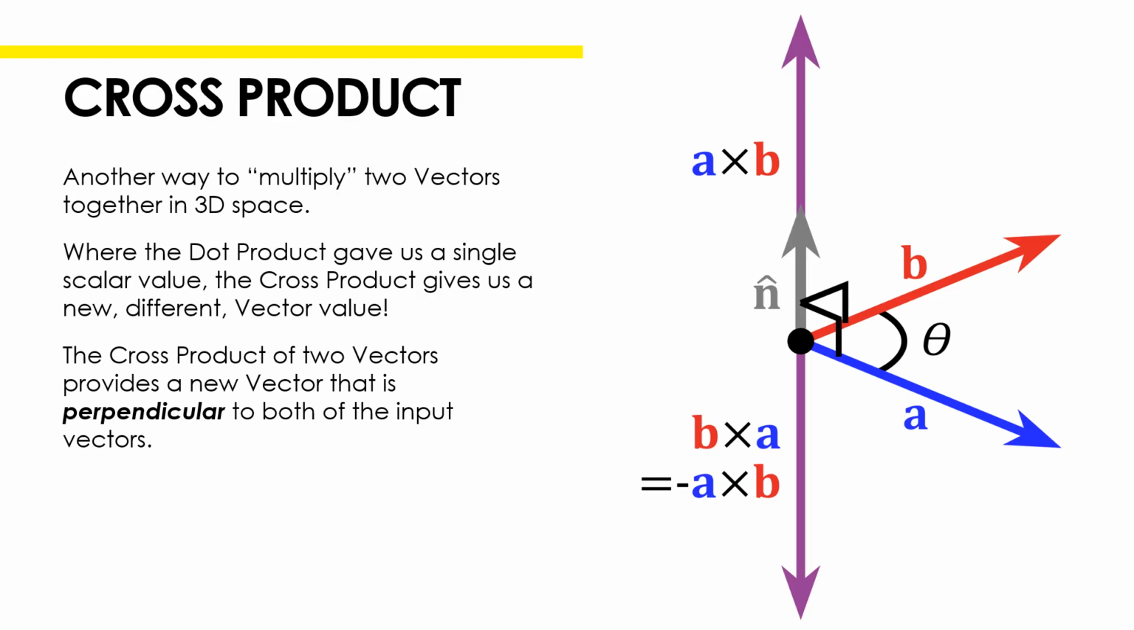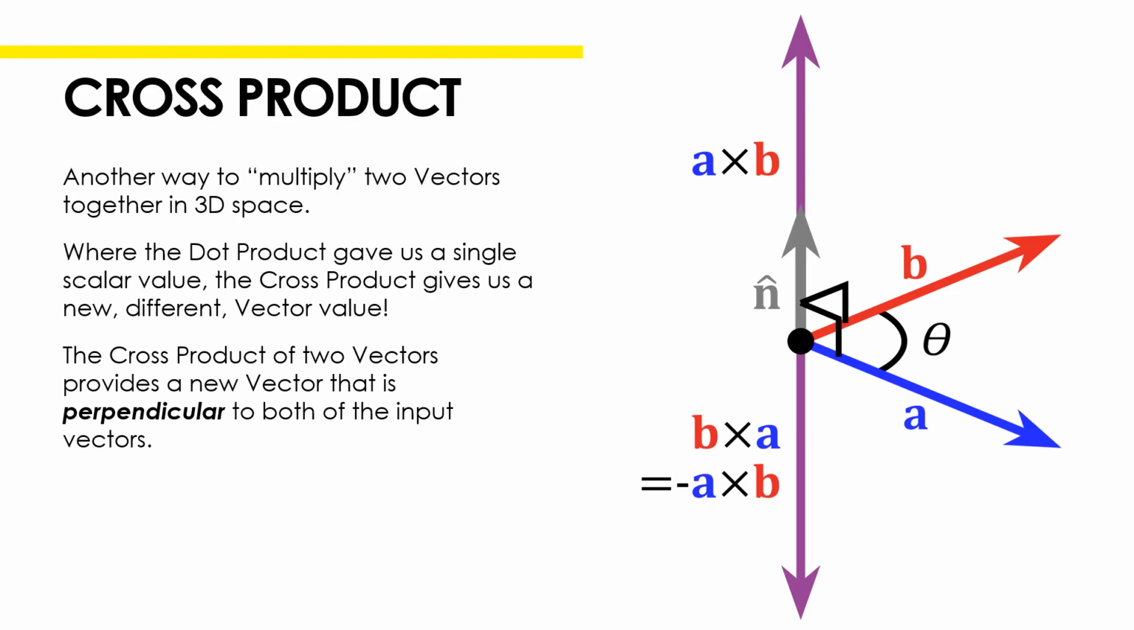The cross product, on the other hand, is a little bit more complex conceptually and in how we might use it. It is the other way to multiply, and that's in quotes because it's not really multiplying two vectors together in a three-dimensional space. You can do it in 2 dimensions, but it's not really the same thing. So when a dot product gave us a single scalar value, the cross product is going to give us a completely new and different vector value.